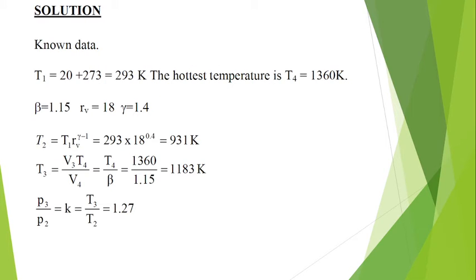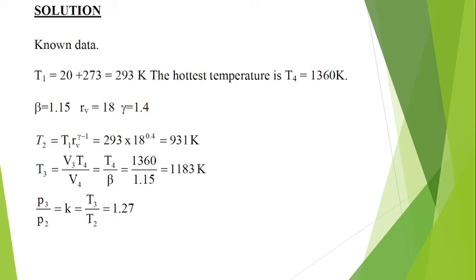For the solution, we have the known data, which is the initial temperature of 20, to which we add 273 to convert it into Kelvin, and then the hottest temperature, which is 1360 Kelvin. And then we have the cutoff ratio of 1.15, the compression ratio of 18, and the constant of 1.4.